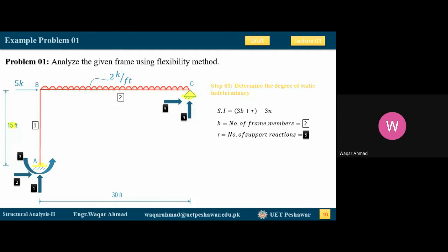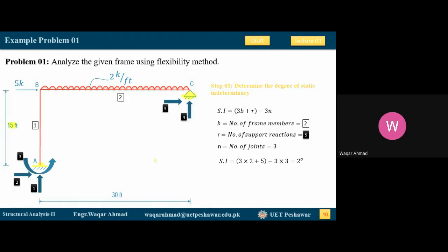Now, what is N? N is the number of joints. And 3 times N gives you the total number of available equilibrium equations. So the number of joints are 3. As we know, A, B, and C. These are the 3 joints.